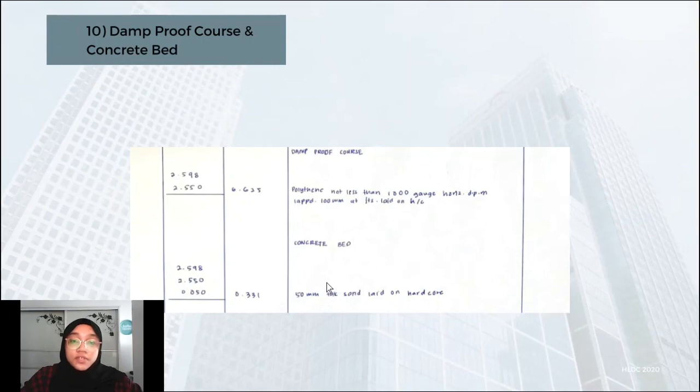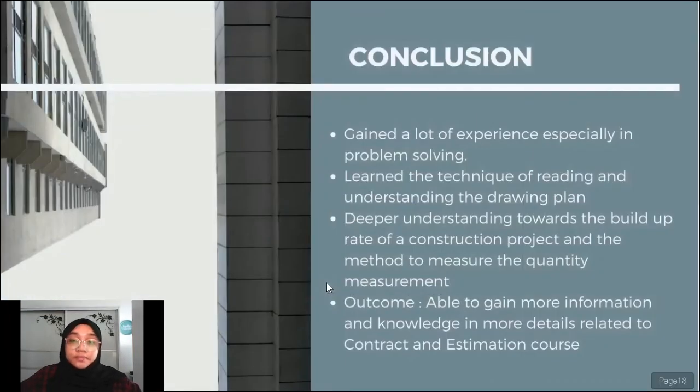Okay. So for the next one is conclusion. Overall, throughout this project, we have gained a lot of experience, especially in problem solving during the counting process of the bill of quantity of every element. Other than that, we also learned the technique of reading and understanding the drawing plans. So we also have a deeper understanding of the bill of quantities of a construction project and the method to measure the quantity measurement of the substructure of this one-story terrace house.